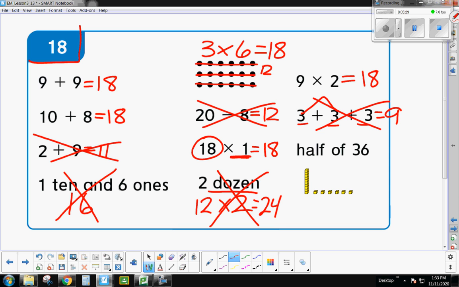How about half of 36? What would be half of 36? If I took 36 and divided it into 2 parts, let's see, I know that 15 and 15 is 30, right? Then I'd have to have another 3 and 3 to make my 6. So 15 and 3 more, well, that equals 18. So this one works. And then how about 110 and 1, 2, 3, 4, 5, 6 ones? 110 and 6 ones does not make 18.